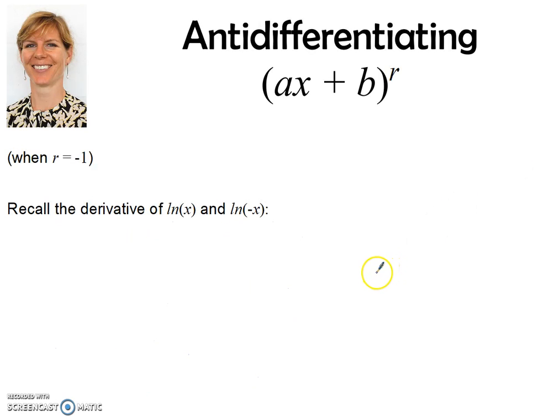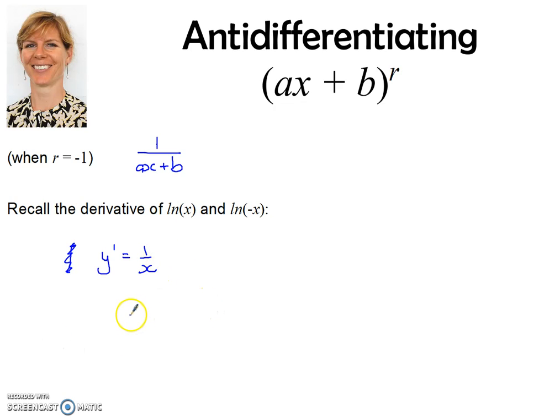Now this is the interesting case. We're saying when r does equal −1, which means the function is 1 over ax plus b. In order to do this, we should be looking at that and thinking, oh, that looks a little bit familiar from when we did our work with natural logs. Recall that when we worked with natural logs, we had ln x or ln of minus x, and the derivative of both of those was 1 over x. So it didn't matter if it was ln x or ln of minus x, it was still 1 over x.